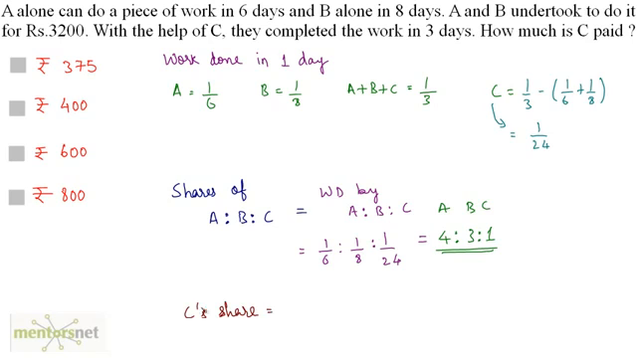Now we want to calculate C's share. So C's term in the ratio is 1 by the total parts, which is 4 plus 3 is 7 plus 1 is 8. So 1 by 8 times 3200, and that will be the money that C gets. So 8 times 4 is 32, and with the zeros, 400 is the amount that must be paid to C, and that is option B.